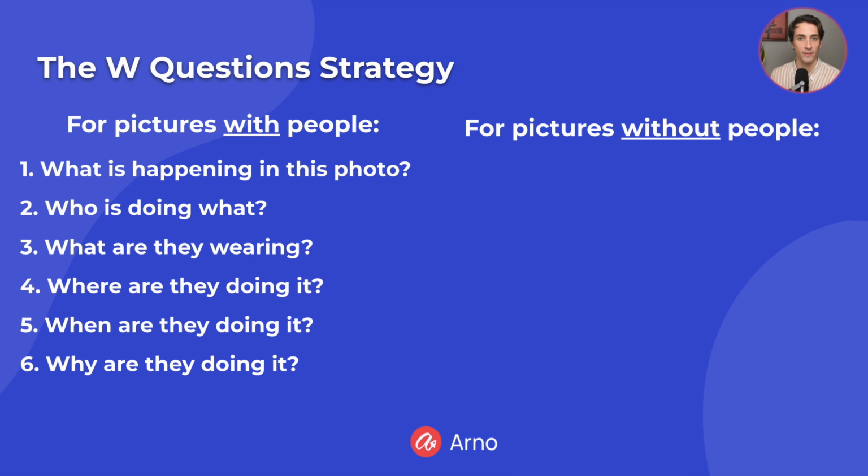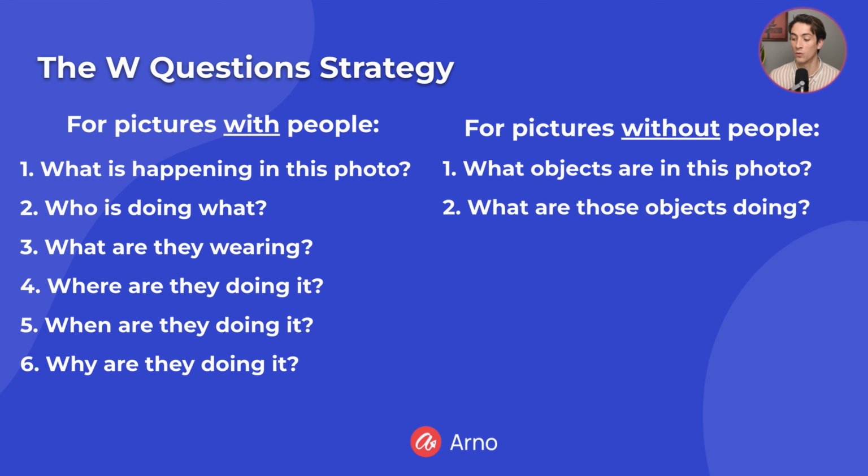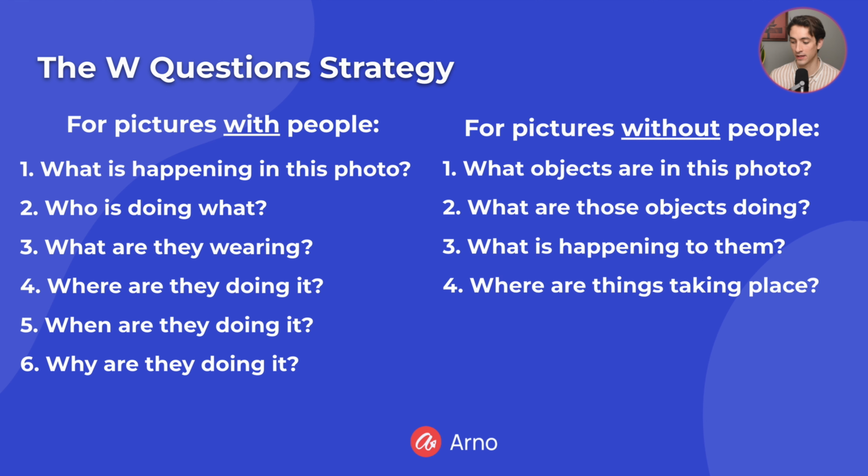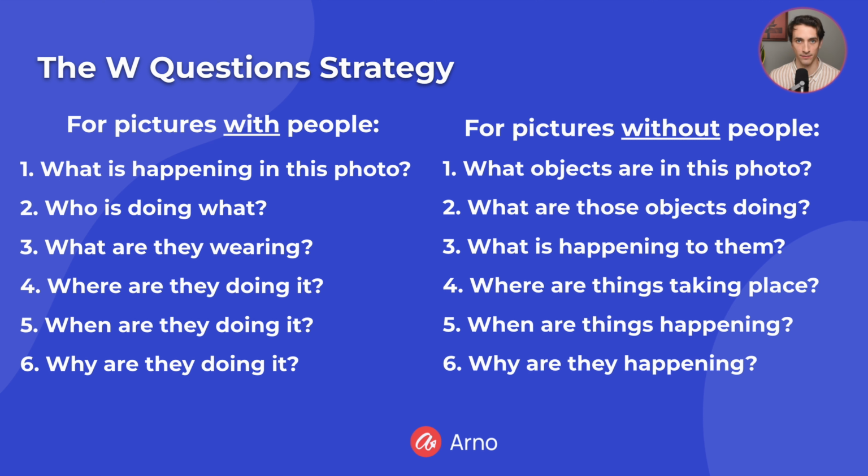The second type of image does not have people in it. And for these types of images, you want to ask yourself, what objects are in this photo? What are those objects doing? What is happening to them? Where are things taking place? When are things happening? Why are they happening?